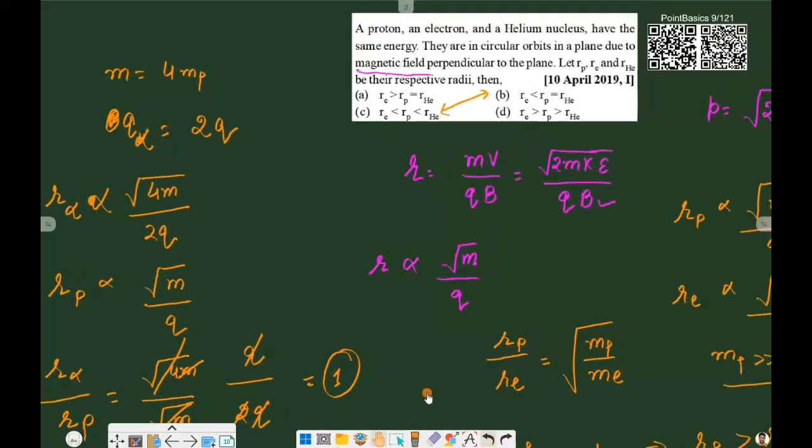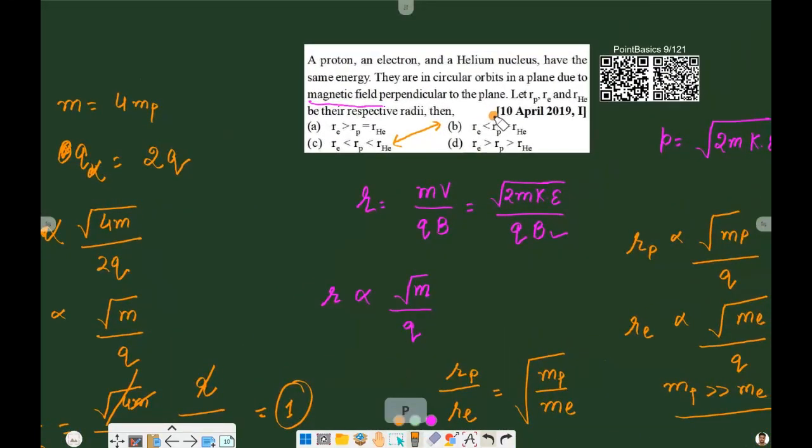So we have an option here. In option B, the radius of proton is greater than the radius of electron, and the radius of proton is equal to the radius of alpha particle or helium nucleus. Moving to the next one.